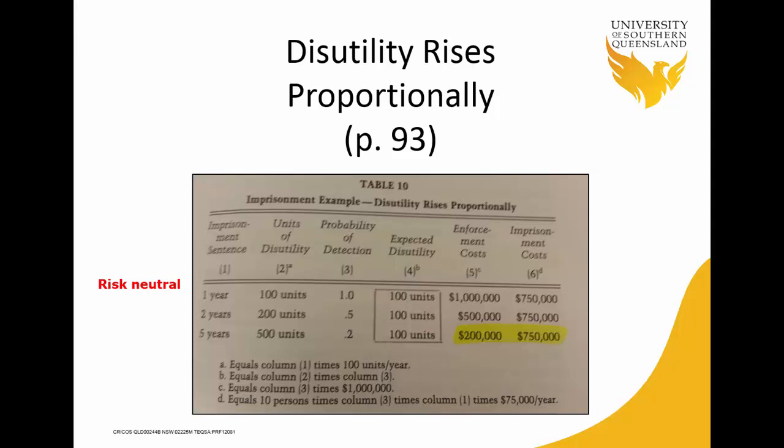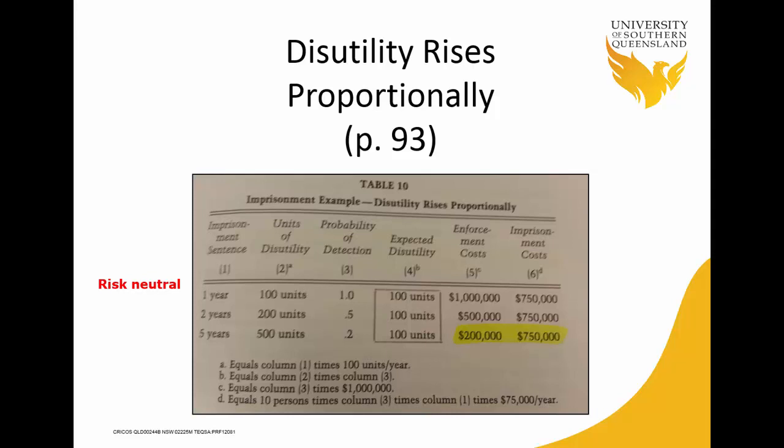So you find, as the explanation in note D says, the last column is simply the 10 thieves, times column 3, which is the probability of detecting them, because the state will not incur these costs unless these thieves are caught. So those are the probabilities of catching them, and then times the imprisonment sentence, because our assumption as to costs per thief are also per year. So we said 75,000 per year, so if 2 years, then it's going to double, and so on and so forth.